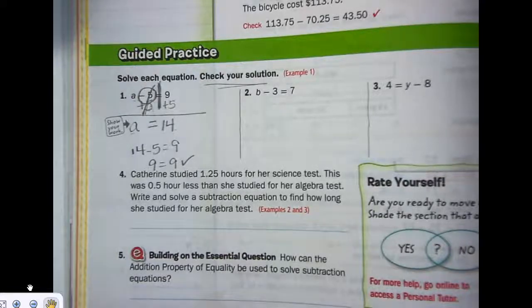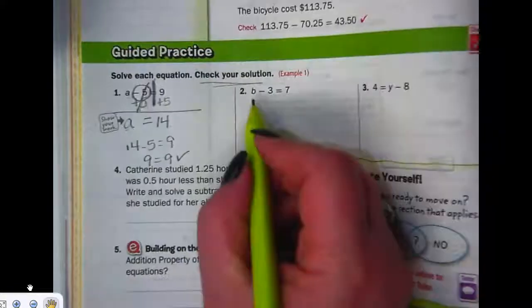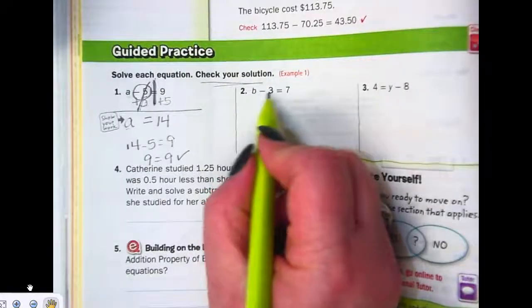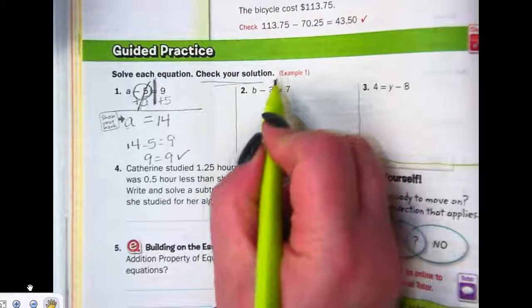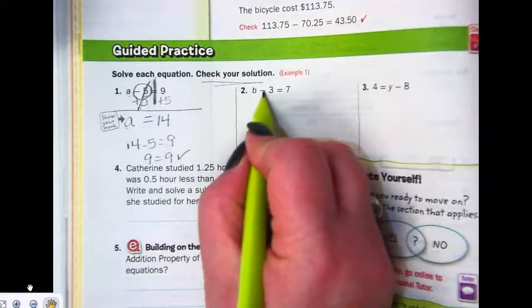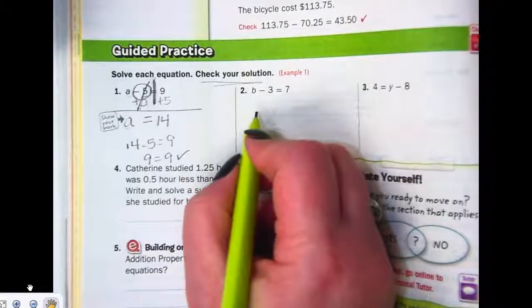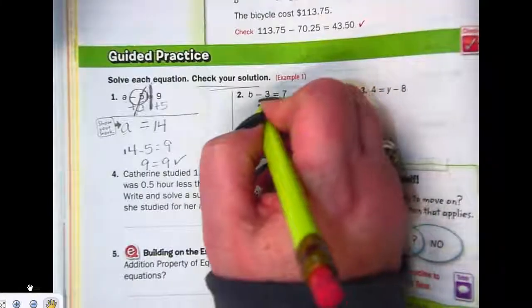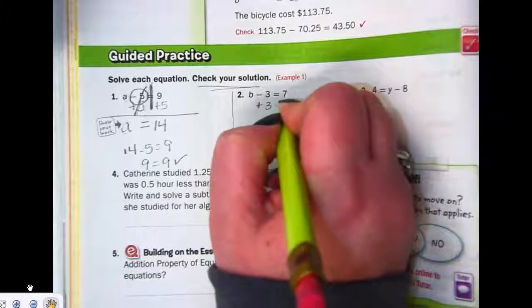Let's look at number 2. A number, so we're using the variable b to stand for a number. A number minus 3 equals 7. So we want this b isolated. We want it by itself on this side of the equal sign. So we have to get rid of this minus 3. What is the inverse or opposite of subtracting 3? We need to add 3.